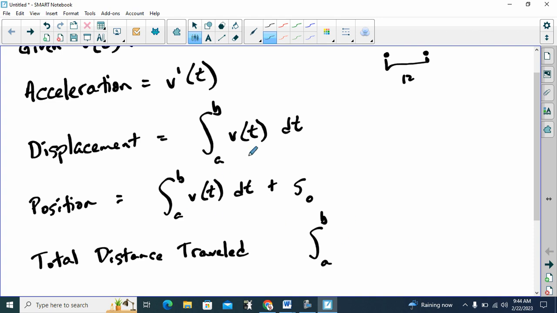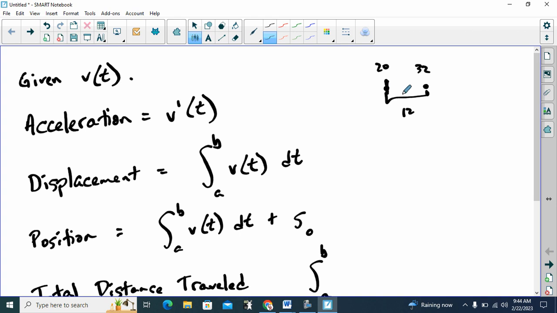The problem is if I integrate from A to B of just velocity, if this particle started here and moves up maybe 30 units, let's get rid of that 20 also. So it moved up 30 and then it moved back 18. If I integrate from A to B, that's going to count this as positive 30, this is negative 18, and it's then going to spit out 12. I want total distance traveled, I want 30 plus 18.